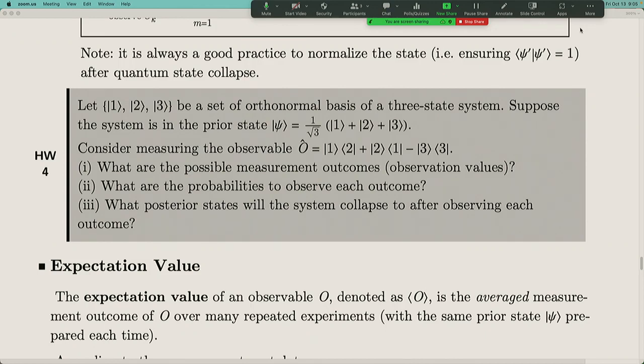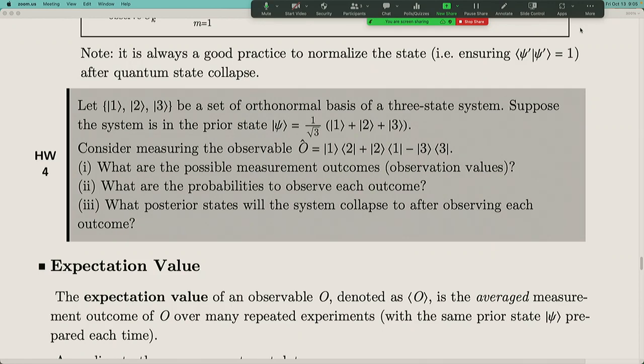The first question is: what are the possible measurement outcomes? We know the possible measurement outcomes are the eigenvalues of this operator. In order to find the eigenvalues, you first need to represent this operator as a matrix, using the technique of translating all these ket and bra vector expressions into a matrix. Once you rewrite it as a matrix, you can find its eigenvalues and eigenvectors. Both are very important. With knowledge of the eigenvalues and eigenvectors, you can compute the overlap of the eigenvectors with this original state, so that you can compute the probability for each outcome.